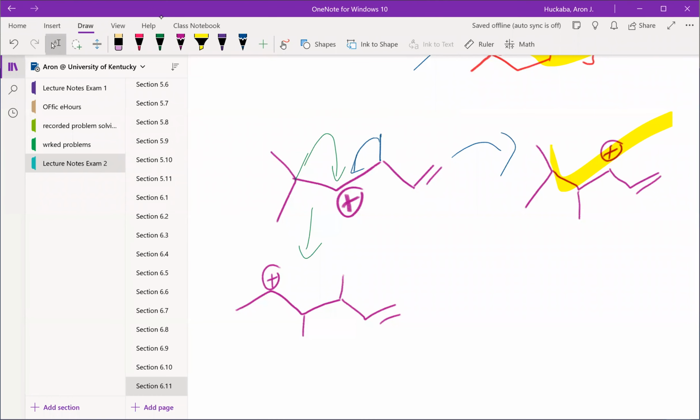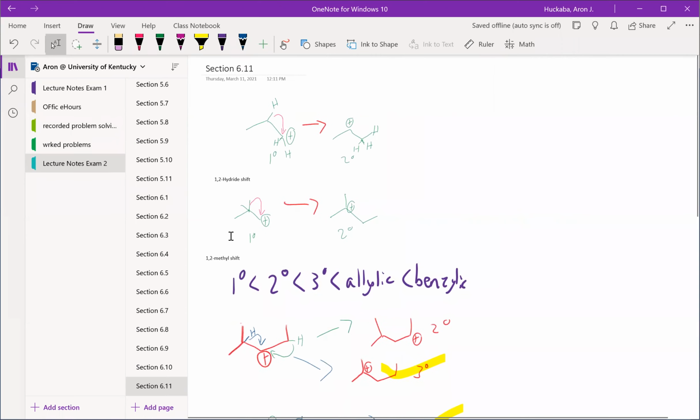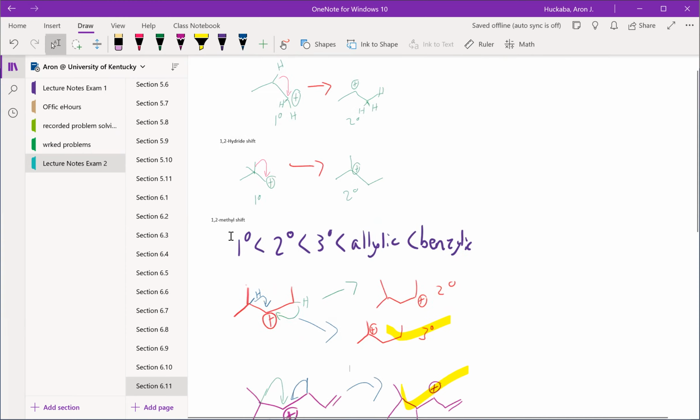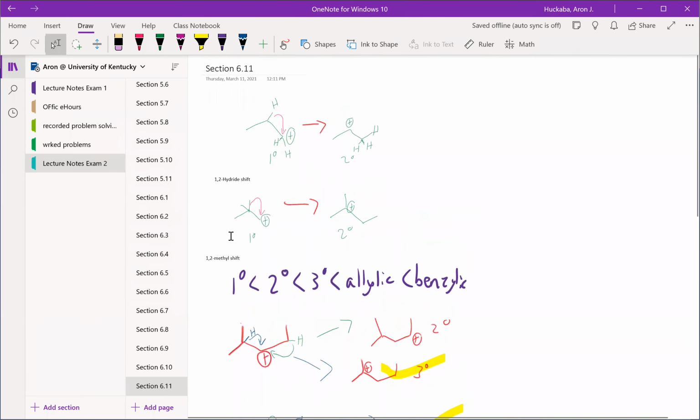So that's basically what we're talking about here in this section. Carbocations rearrange using either hydride or methyl shifts here. And based on the stability of the resulting carbocation, you can predict which way a carbocation might rearrange to. And we can use arrows to show that rearrangement. So this has been section 6.11.